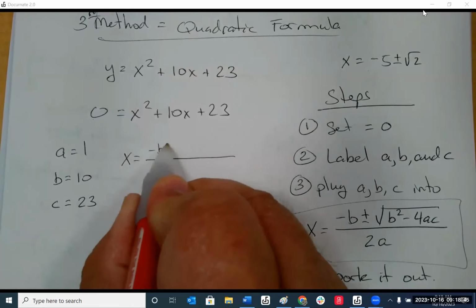Look at the top. Can anything factor out? Do 10 and 2 have anything in common? 2. So I can factor out a 2 out of the top. 10 divided by 2 is 5. The 2 is gone, so I have, now you can cancel the 2's. And there's our answer. Same thing we got last time.